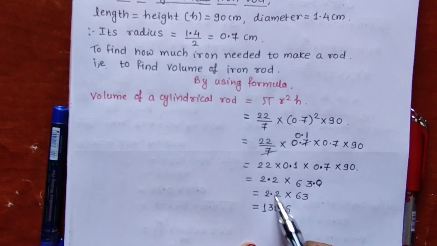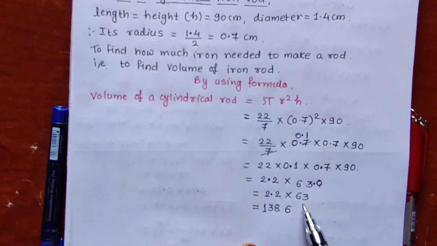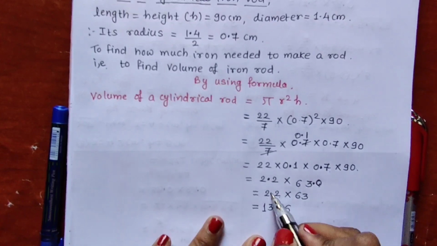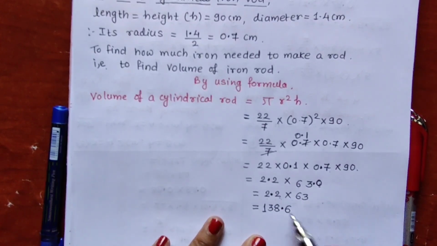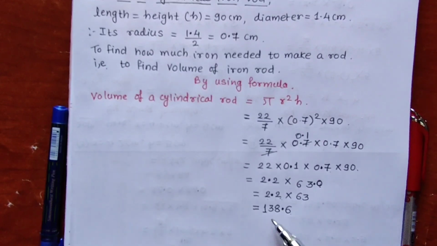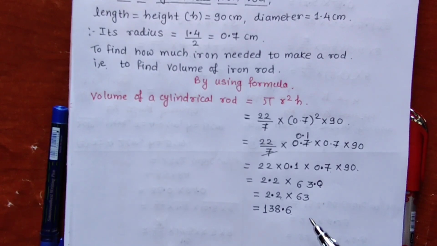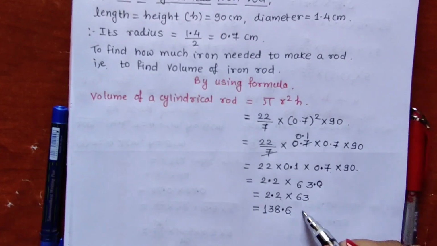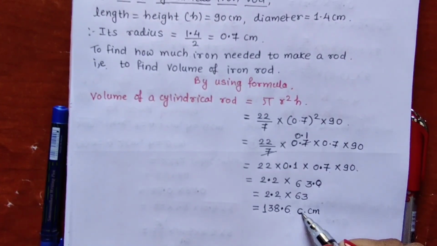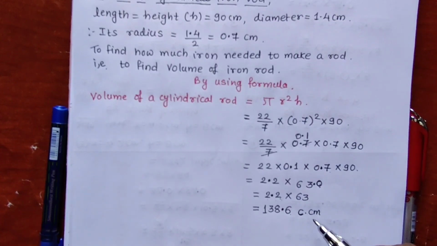After the decimal point there is one digit in this number only, so here we will put the decimal point so that there will be one digit after the decimal point. So 138.6 is the answer. As it is volume, the unit will be cubic centimeter. Cubic centimeter is the unit.